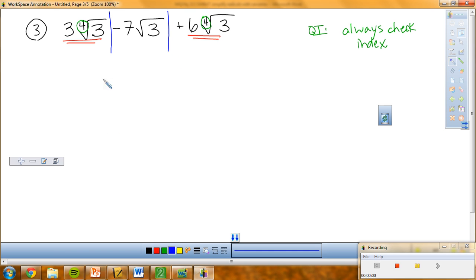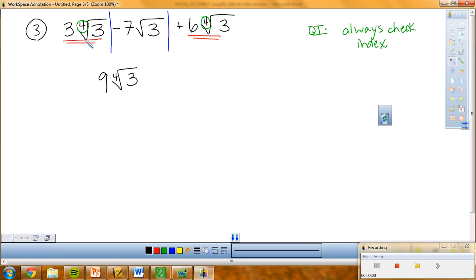So you can draw your lines, and that might help you divide this up a little bit more. Now I see that I have a positive 3 and a positive 6. If I combine those two coefficients, I get 9. The fourth root of 3, the like term, stays the same.